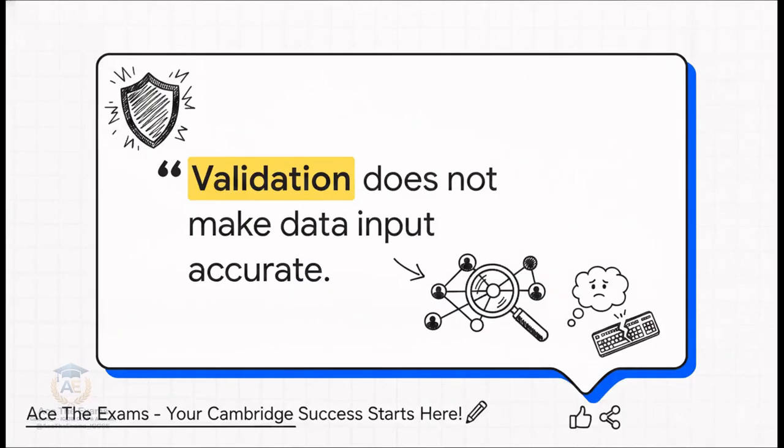As we wrap this up, I want to leave you with the absolute golden rule of this entire topic. Validation does not make data input accurate. This is a common misconception. If you remember literally nothing else today, remember this phrase. Validation is just a shield. It protects the system from rule breakers. Verification protects the integrity of the data transfer. But absolutely neither of them can magically fix a human who just doesn't know what they are typing.